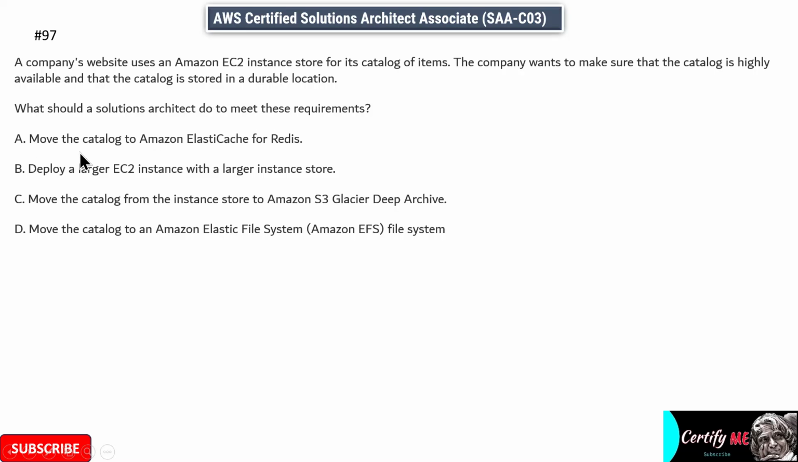Option A. Move the catalog to Amazon ElastiCache for Redis. Option B. Deploy a larger EC2 instance with a larger instance store. Option C. Move the catalog from the instance store to Amazon S3 Glacier Deep Archive. Option D. Move the catalog to an Amazon Elastic File System.